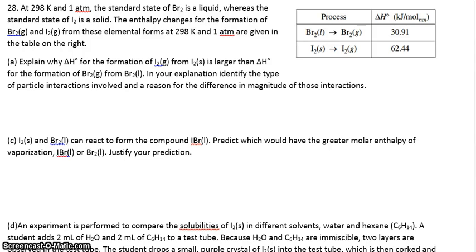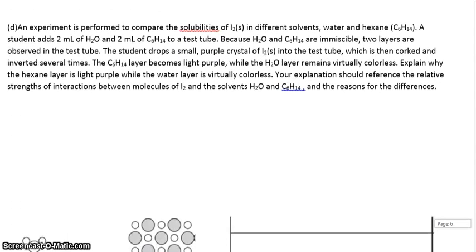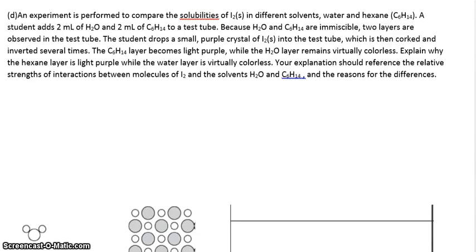Right, so let's do the last one here, which is part D. And this gets into solubility. We'll do this one quickly. So we have an experiment comparing the solubilities of I2 in water and hexane. So we have H2O and hexane. A student adds 2 mL of water and 2 mL of hexane to a test tube. So we have a test tube.